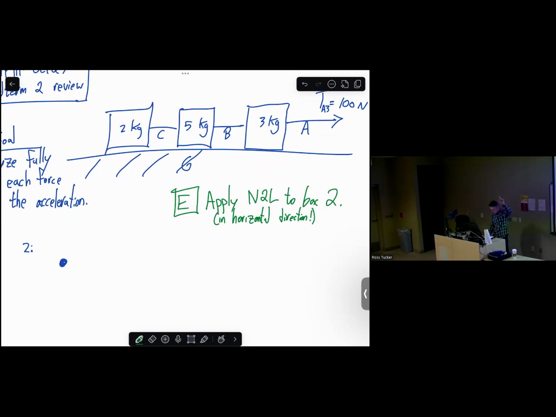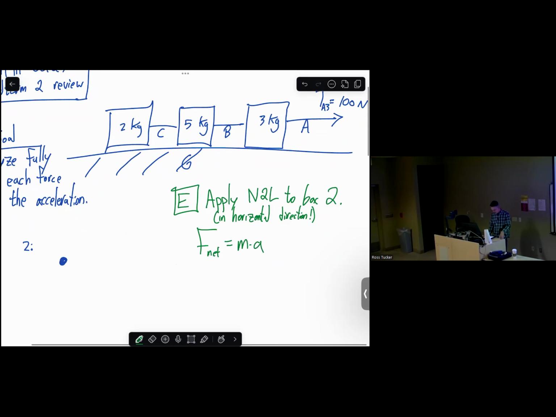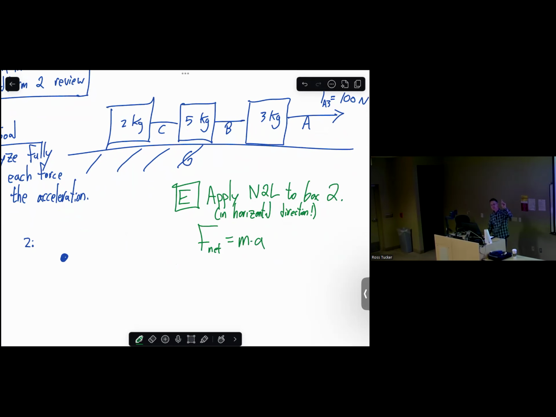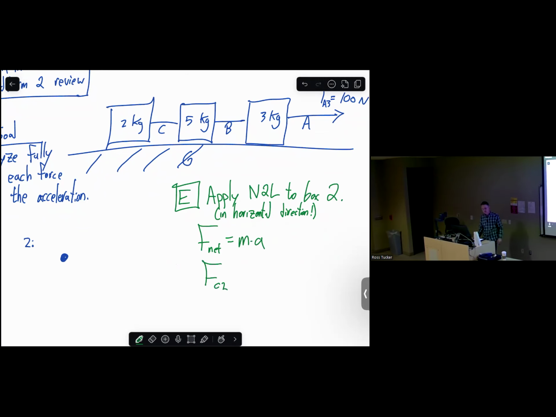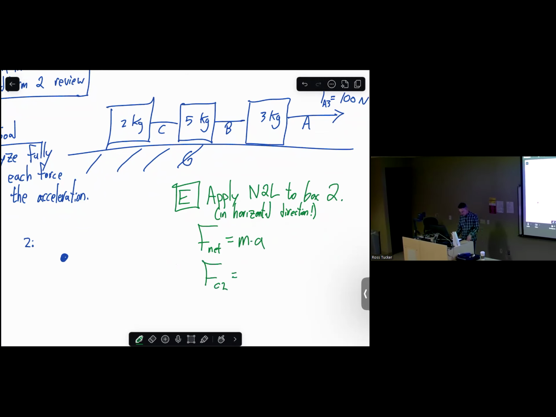If we are applying F net equals ma in the horizontal direction, then I know what F net is because we just said what F net is. And I know what the mass that I'm applying this to is. And as I said at the beginning, you do not know what acceleration is. So you use a symbol to represent it. TC2 equals 2a is the correct answer. Question?